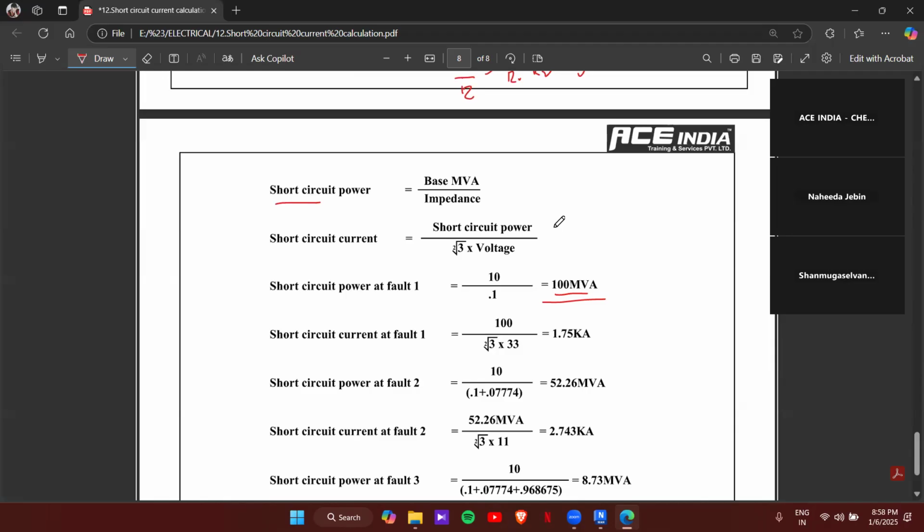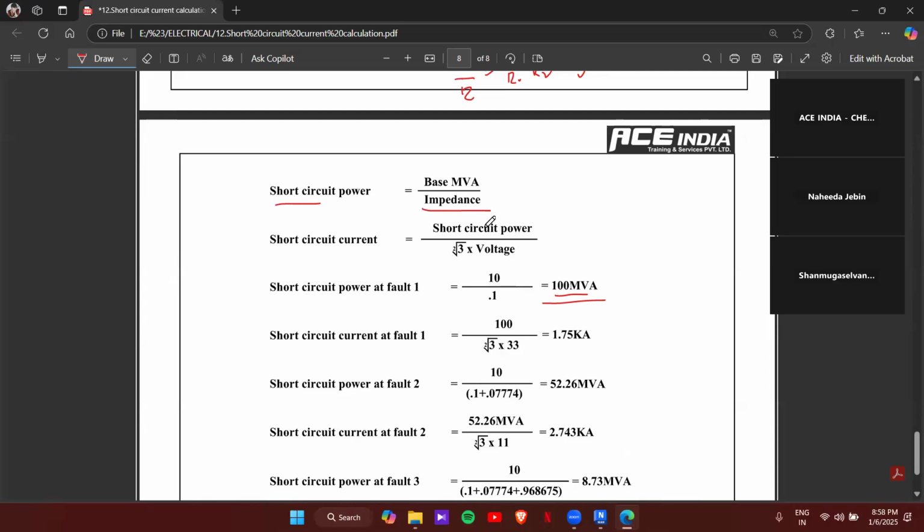Now we have to find out how much will be the short circuit current. So the current equation is what? I is equal to P by root 3V. We already have the equation. So in this case, it will be short circuit power divided by root 3V. That's the only change. Instead of power, we will consider short circuit power. So the short circuit power is 100 divided by root 3 into voltage. So fault 1, right?